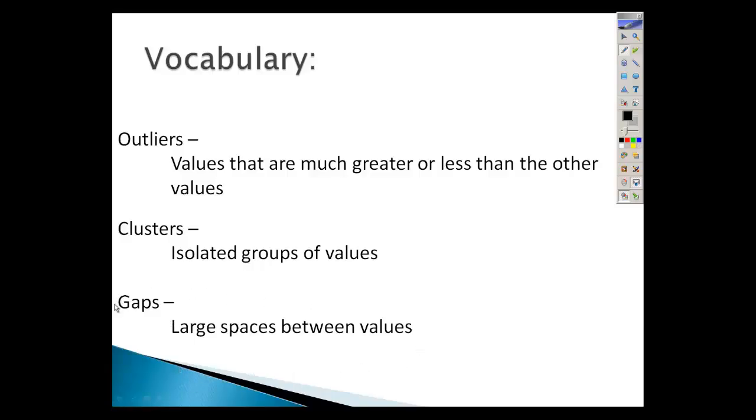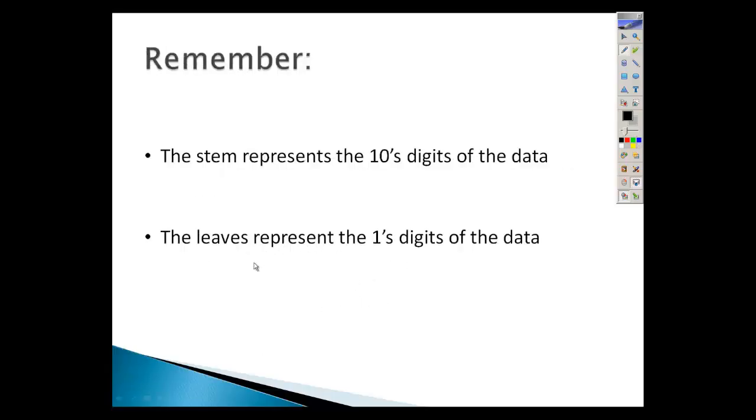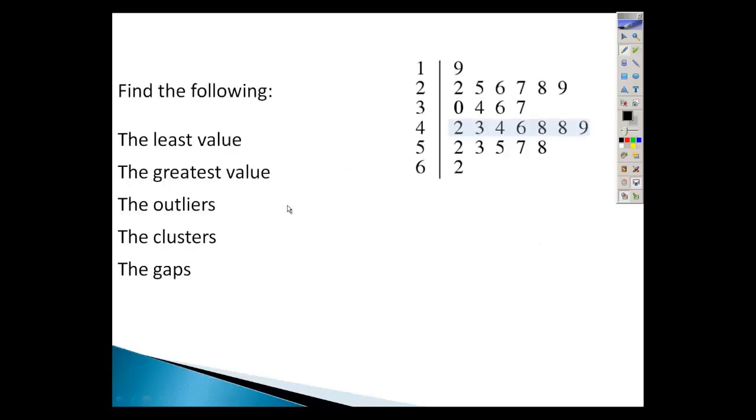A gap is when there's a huge space in between values. So it might be from 1 to 100, and there might be a number 50, and then the next numbers are 91, 92, 93, 94, 95. But between that 50 and that 90, there's a big gap there, and that's what we need to identify. Large spaces between values. Just keep in mind the stem represents the tens and the leaves represent the ones.